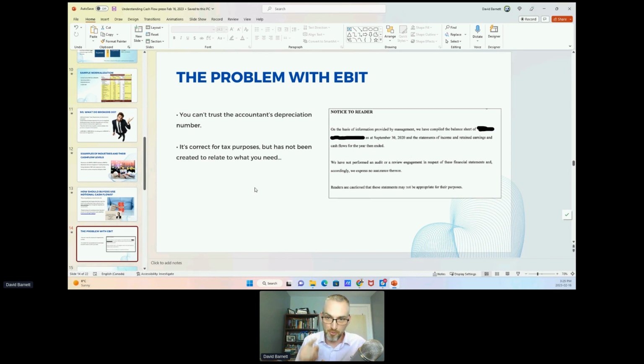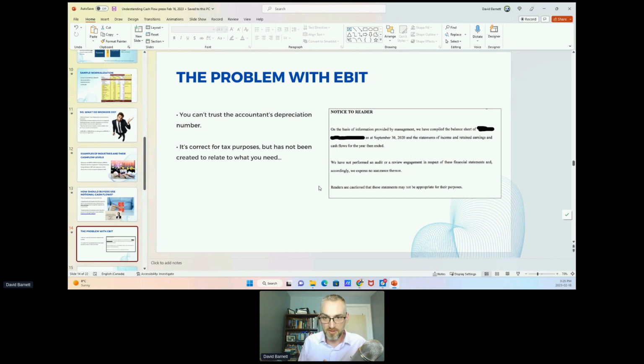Now, most people stop reading right there and they say, okay, I get it. The accountant did not validate, verify, scrutinize the numbers in here. They were provided by management. But the real key is the last line, which says readers are cautioned that these statements may not be appropriate for their purposes. Financial statements from small businesses are only created for one purpose, and that is to avoid liability or avoid getting into trouble with tax authorities.